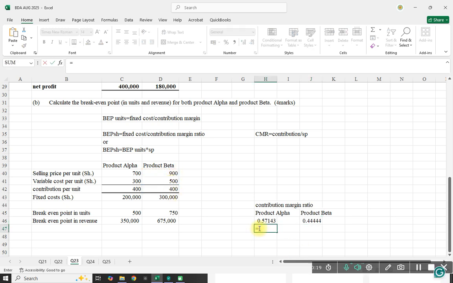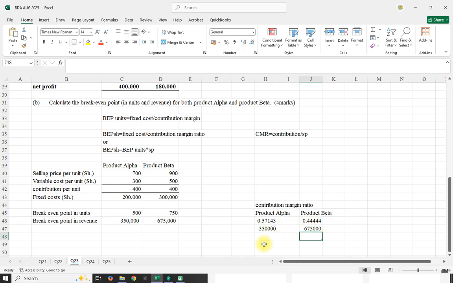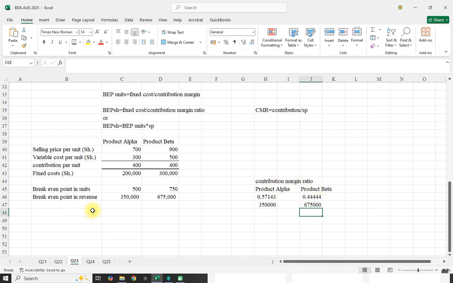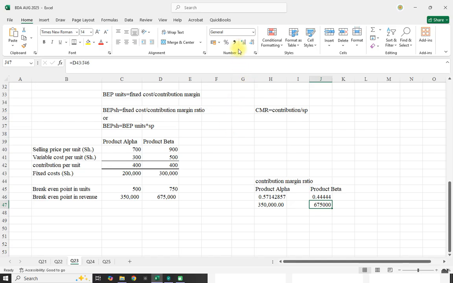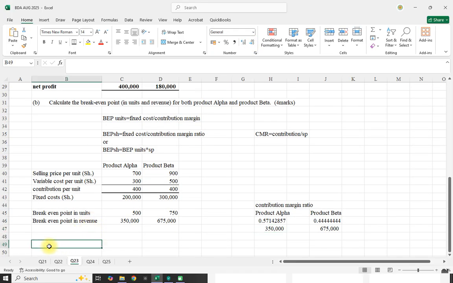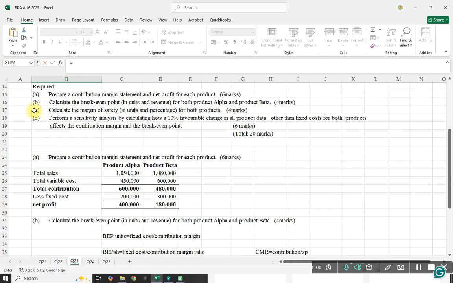And therefore here, our BP will be the fixed cost, and now we divide by this. And the same here, the fixed cost, we divide by this. You'll find that both of them will end up giving you the same answer, whether you're using this or you go directly by multiplying by the selling price. That way, you're done with part B. We go now to part C of our question.